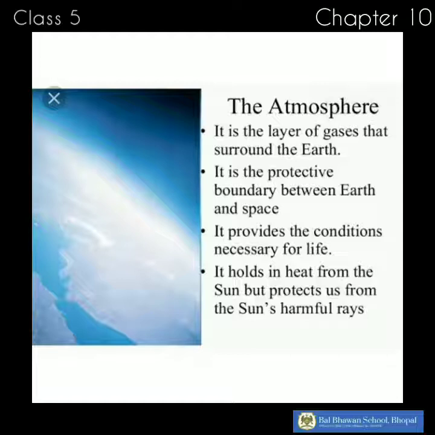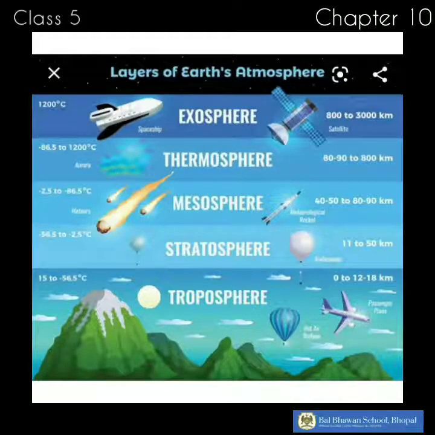The atmosphere is the layer of gases that surrounds the earth. The atmosphere can be divided into 5 layers and it is the protective boundary between the earth and the space. It provides the conditions necessary for life. It holds the heat and protects us from harmful ultraviolet rays. Now see in this picture, the 5 layers of atmosphere are given. And remember what all things are present in different layers.